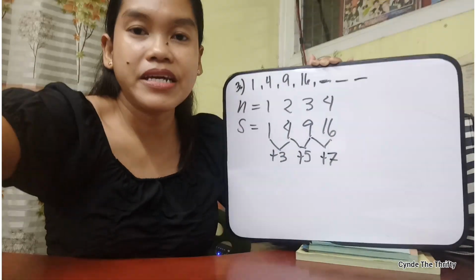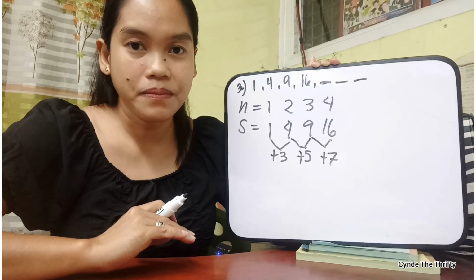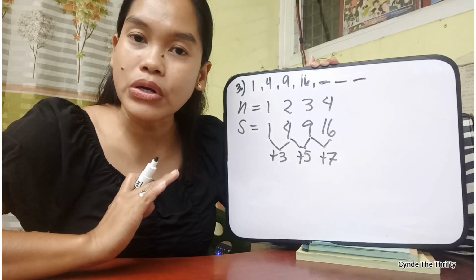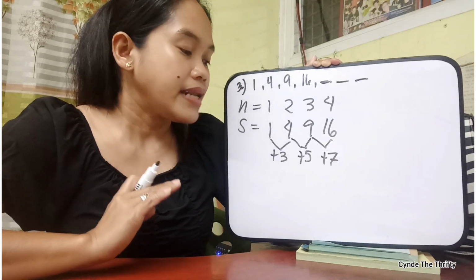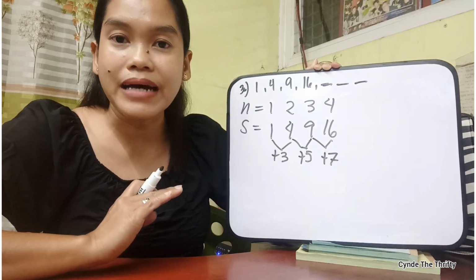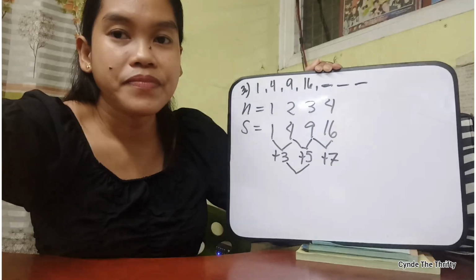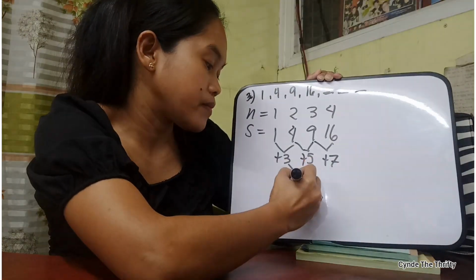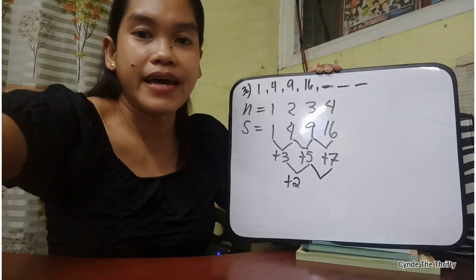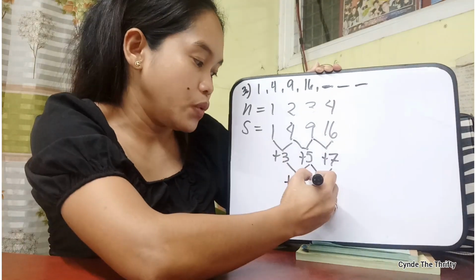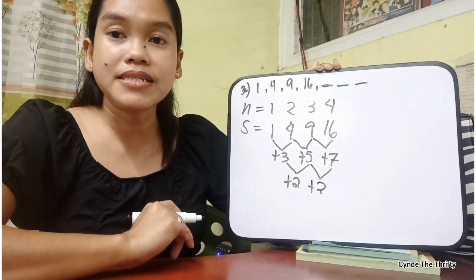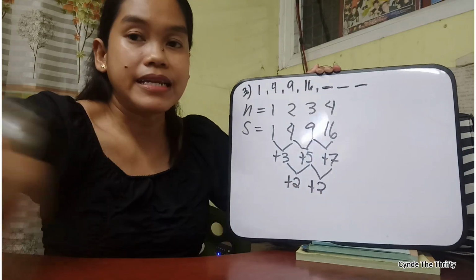Ngayon, pansinin nyo ang ating interval. Magkapareho ba yung interval natin? Hindi. Ibig sabihin, ipagpatuloy natin for the second time around na kunin yung ating interval. Galing kay 3 hanggang 5, ano yung nangyari? Nag-plus 2. And then from 5 to 7, ano yung nangyari? Nag-plus 2. Ibig sabihin, meron silang interval na plus 2.